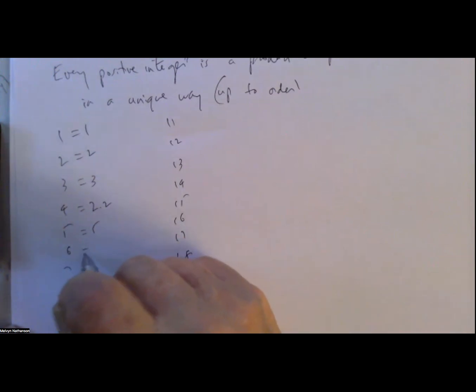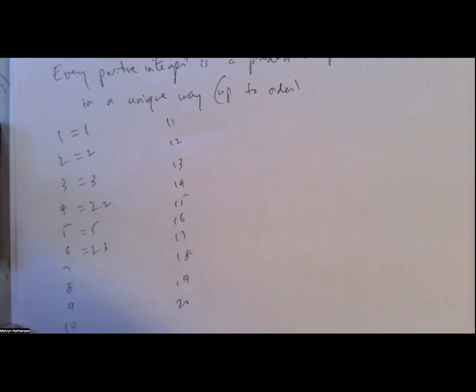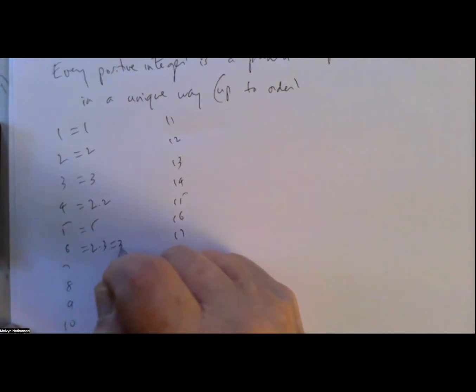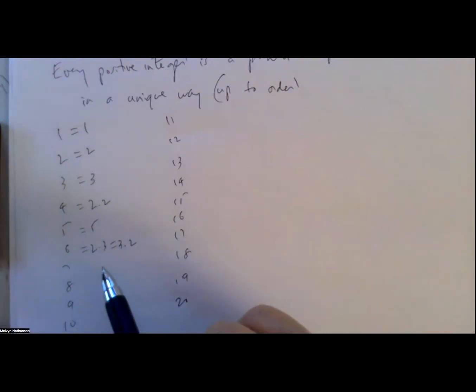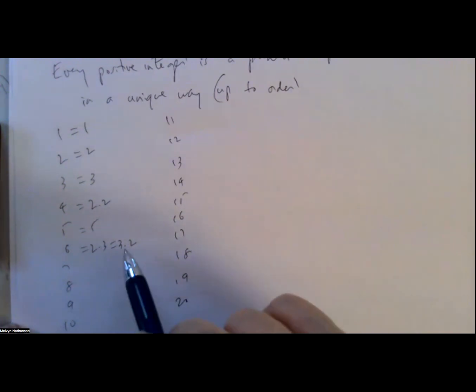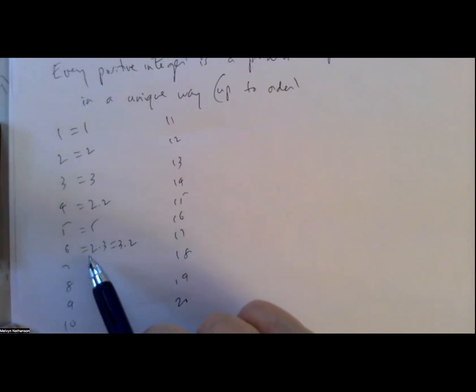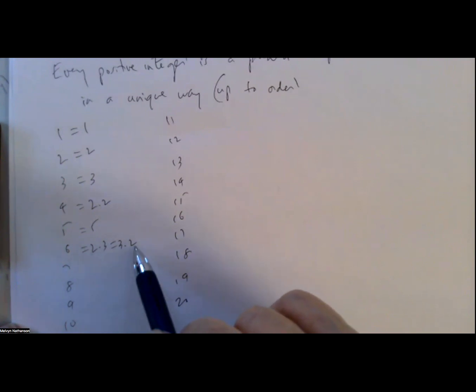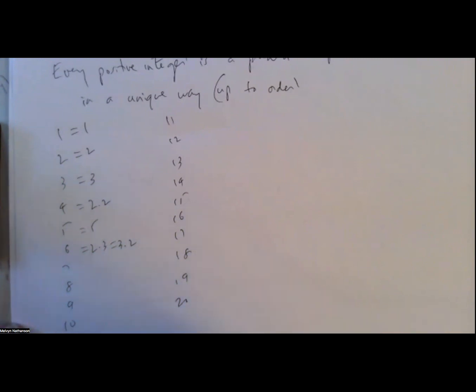4 is 2 times 2. 5 is 5. 6 is 2 times 3. Now you might say 6 is also 3 times 2. So this is another way to write 6 as a product of primes. Here 2 comes first and then 3. Here 3 comes first and then 2. But it's the same primes, they're just in a different order.